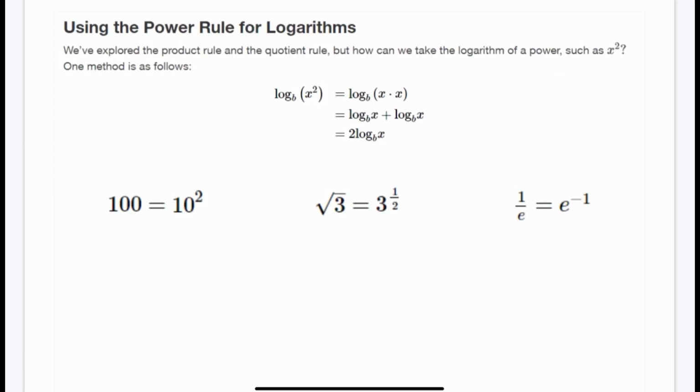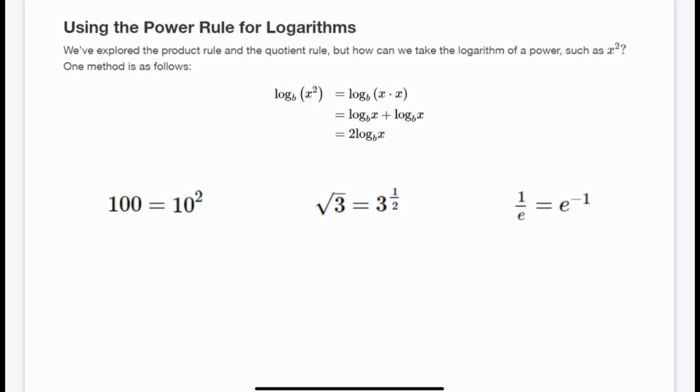Okay, so we did product rule, quotient rule. Now we're going to do the power rule. So the power rule basically says that I am going to rewrite the power in front of the log.